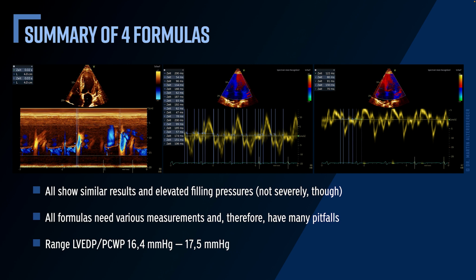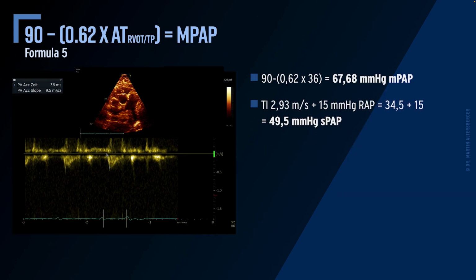The range of the left ventricular end-diastolic pressures and the pulmonary capillary wedge pressures in this patient was in the range of 16.4 to 17.5 millimeters of mercury. But I want to show you more formulas for pressure evaluation.